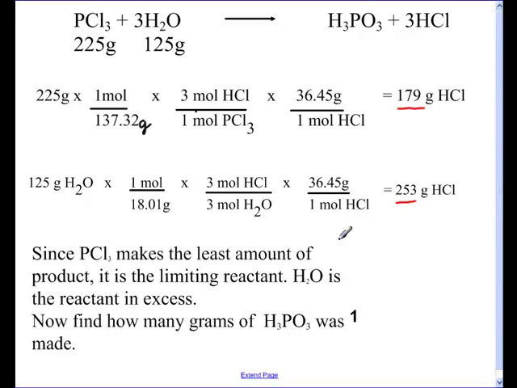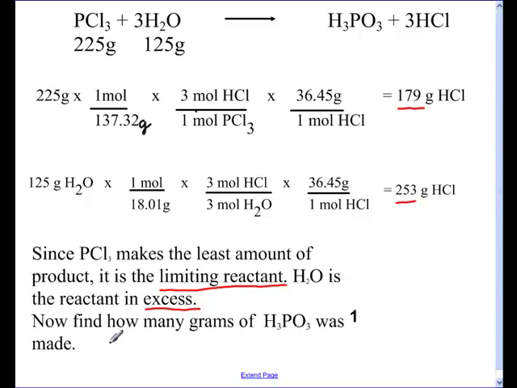Okay, so back to our notes. Look at this. Since PCl3 makes the least amount of product, it's the limiting reactant. And then water is the reactant that's in excess. Now, what I'd like to do is just take a moment and find out how many grams of H3PO4 was made. Okay, pause the video. Do that.